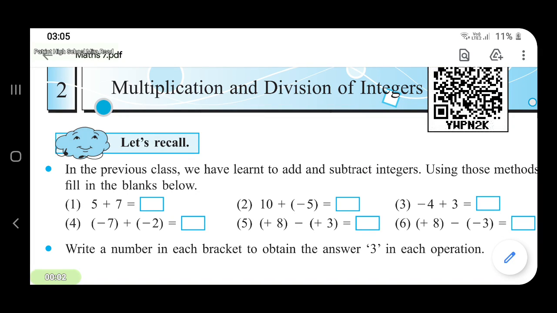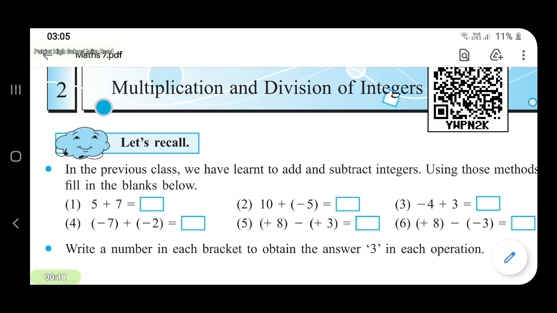Multiplication and divisions of integers. Maths Standard 7. Let's recall. In the previous class, we have learned to add and subtract integers.